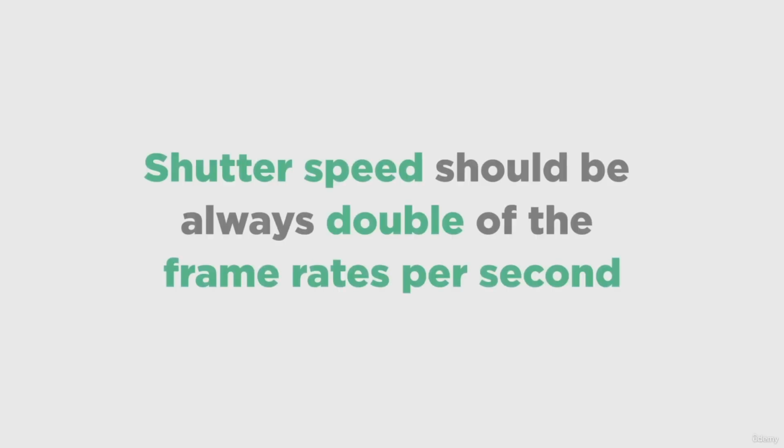In videography, there's a rule of thumb. If you are filming at 24 frames per second, the shutter speed should be double of that. The shutter speed should be 1/48 or 1/50. If you're filming a video at 60 frames per second, the shutter speed should be 1/120 or 125.